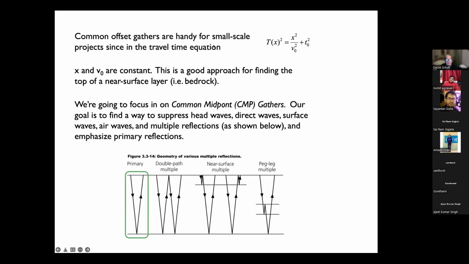Common offset gathers are handy for small scale projects, since in the travel time equation, x and v naught are constant. So this is a good approach for finding the top of a near surface layer like bedrock. In industry, typically we do common midpoint gathers, and our goal is to find a way to suppress head waves, direct waves, surface waves, air waves, and multiple reflections, and just get the primary reflection. So we just want this up and down wave.